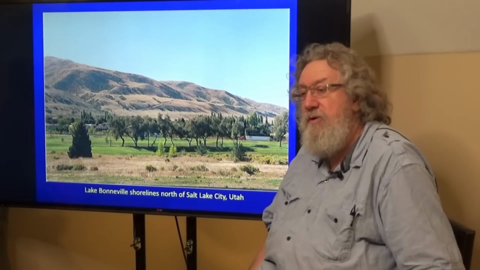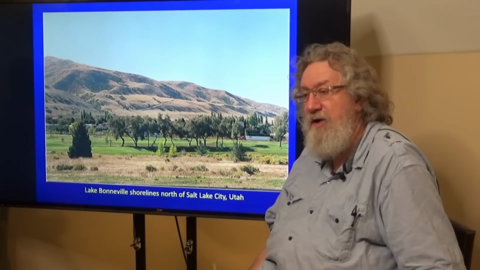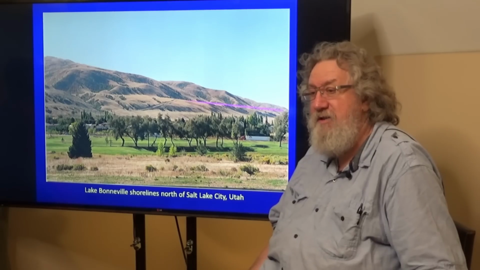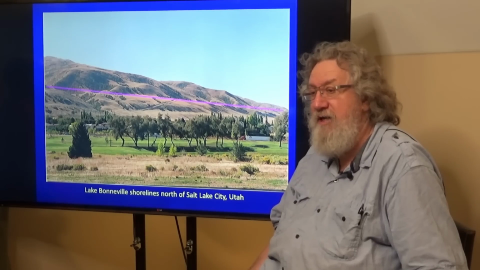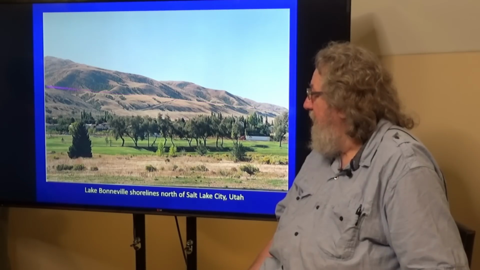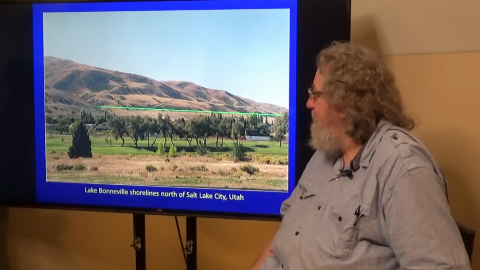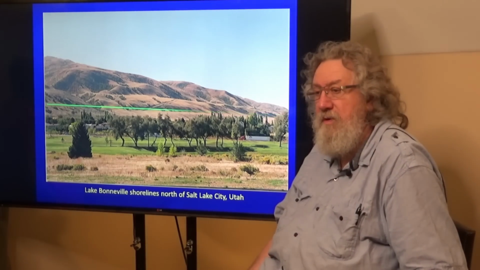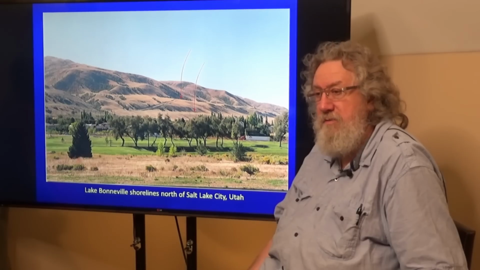And here are the two key shorelines, the Bonneville shoreline and the Provo shoreline just north of Salt Lake City. I'll put a little simple graphic in here. I'll do a magenta line so you can see the uppermost shoreline, and then I'll do a green to see the lower shoreline. After it dropped 300 feet.